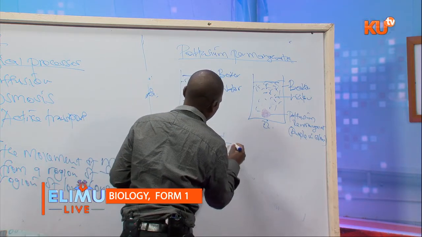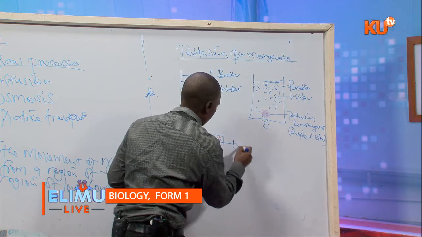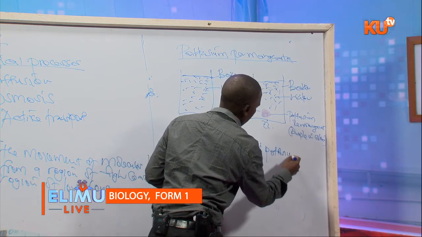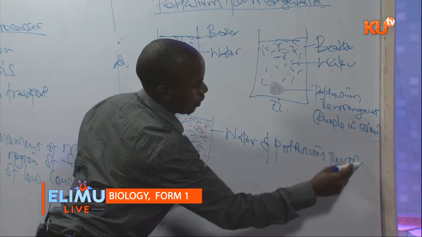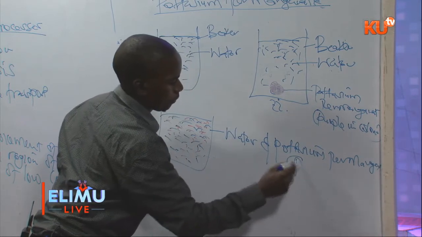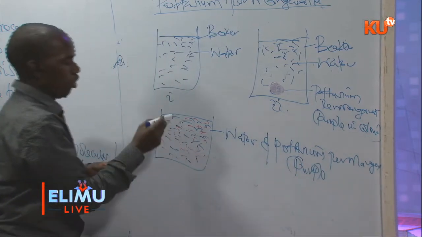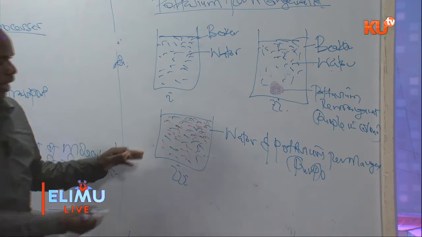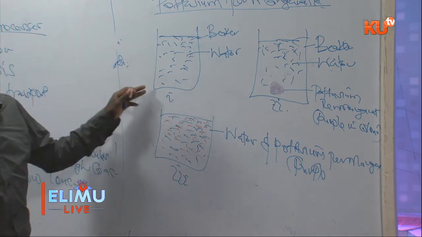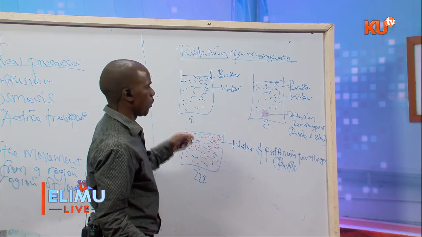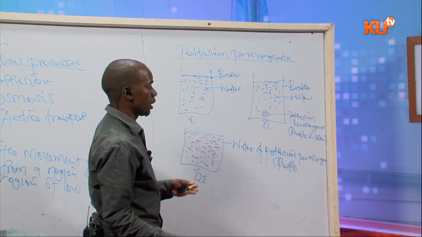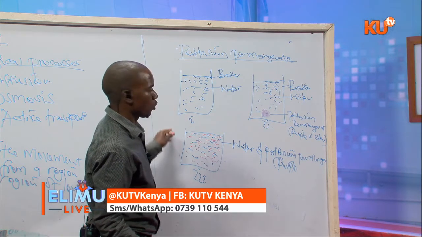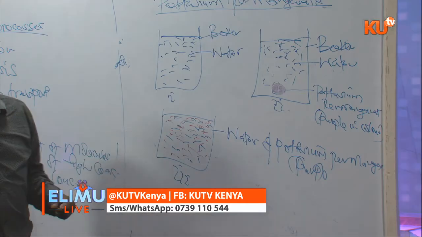So this is a mixture of water and potassium permanganate, purple now. So we are saying, this is number three, all the contents of this beaker will turn purple. This is an illustration that is normally used when you are talking about the movement of molecules within liquids when we are illustrating diffusion. So you have to talk about potassium permanganate.